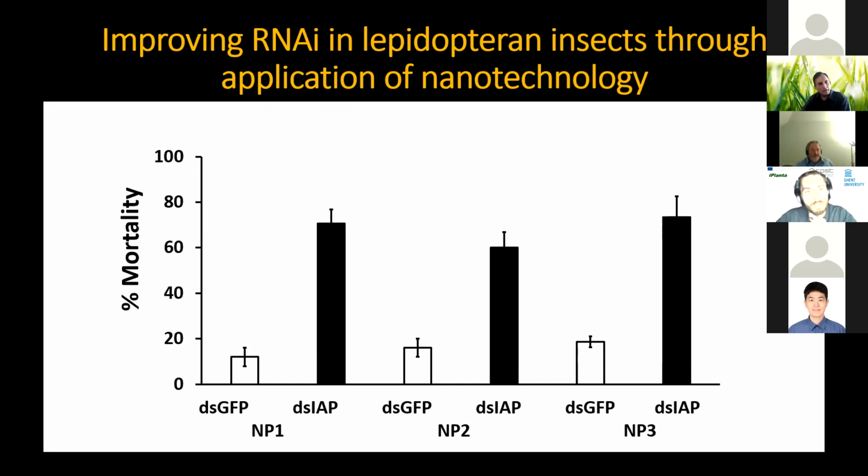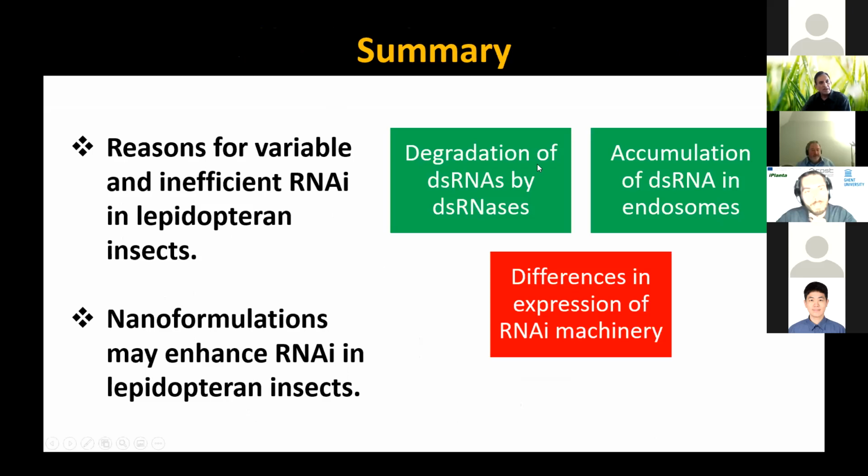That's where we are. I'm going to stop there and summarize, telling you that the major reasons for inefficient RNAi in fall armyworm and other Lepidopteran insects are degradation by dsRNases and accumulation in the endosomes. Probably not differences in the expression of RNAi machinery. There is RNAi machinery in these cells. If we are able to deliver them to the cytoplasm, we'll be able to achieve efficient RNAi in these cells. And we think that nanoformulations might help in this respect.